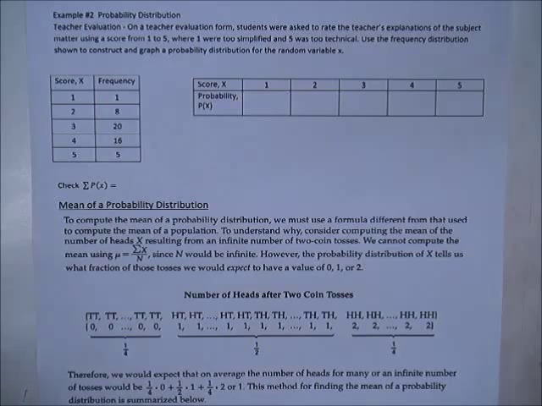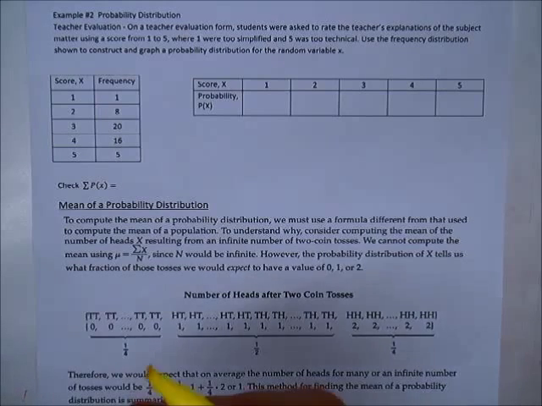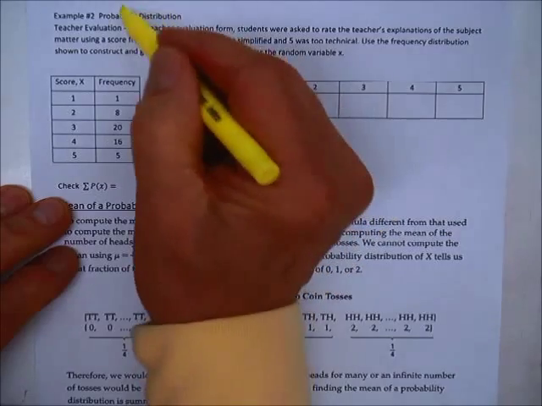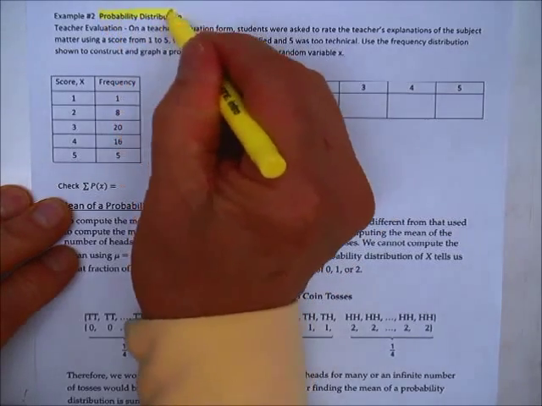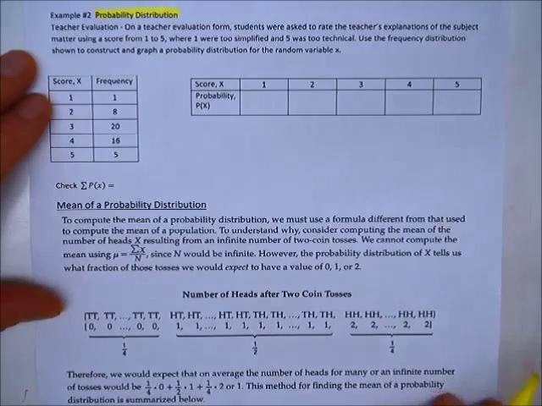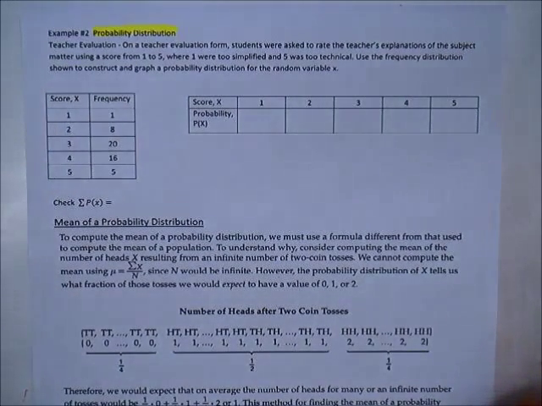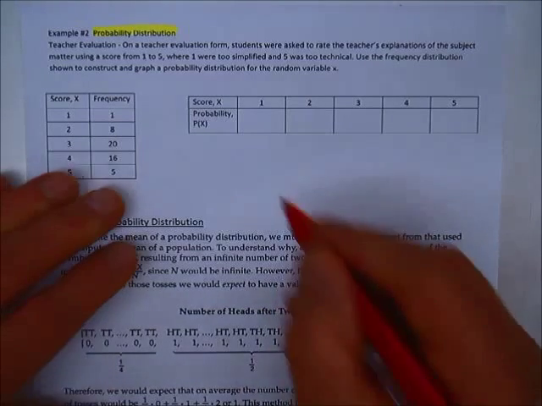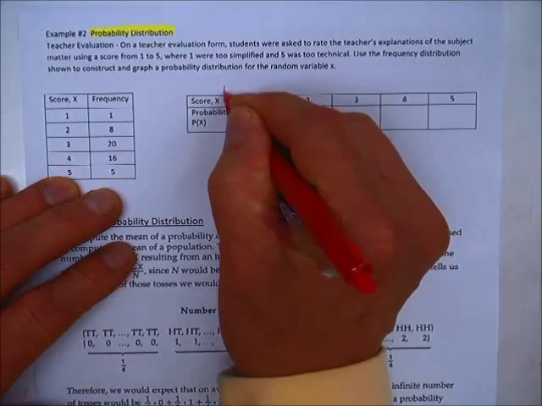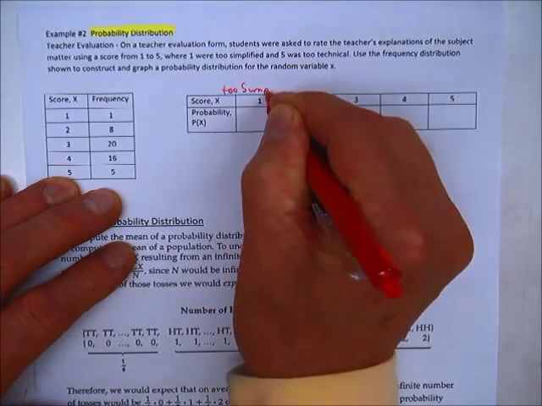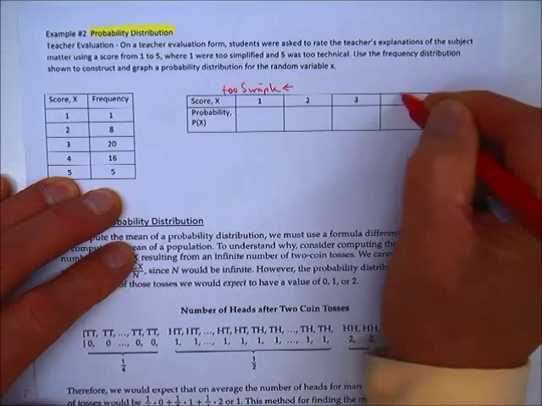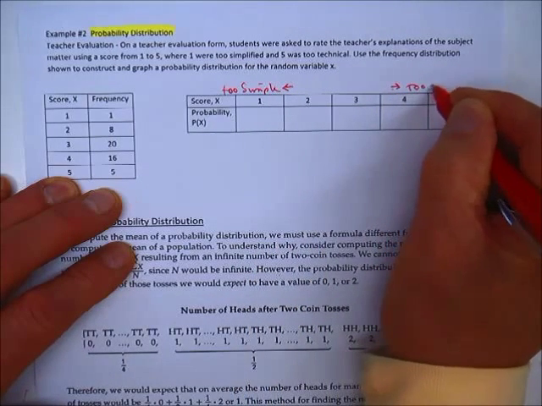Okay, turn the page. We're on page 2 now, the other side. We're going to look at another example of a probability distribution. And so we have this situation. We have this teacher evaluation form. Students were asked to rate the teacher's explanations of the subject matter using a score from 1 to 5, where 1 was too simplified and 5 was too technical. So the simple one is down here, too simple, go in that direction, and then too technical was this end of it.